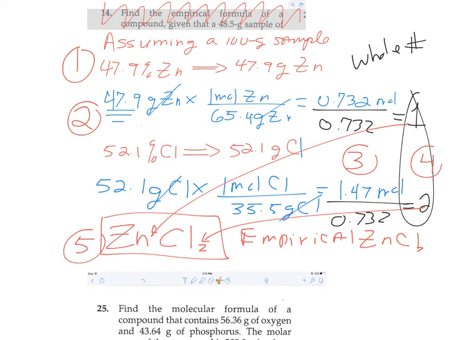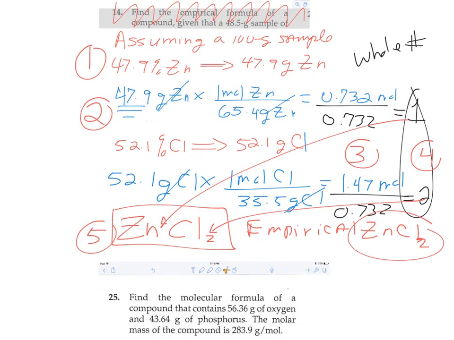If for some reason your ratios turn out to end in exactly 0.5, multiply everything by 2. Don't round down or round up, just keep it at 0.5 and then multiply everything by 2 to get rid of the 0.5, just like we did when we balanced equations. If you're given a problem where they already give you grams and not percents, you don't have to assume a 100-gram sample. You can go right into converting grams into moles and dividing by the smallest number of moles.